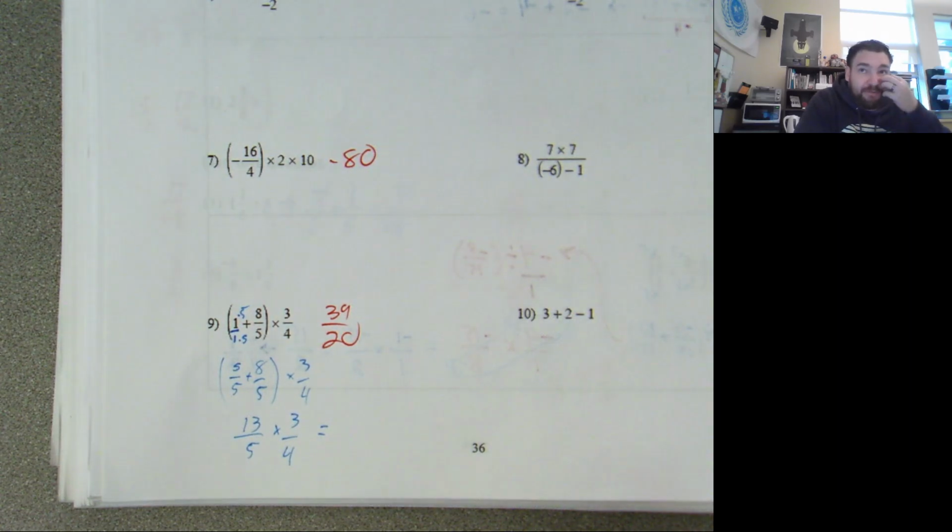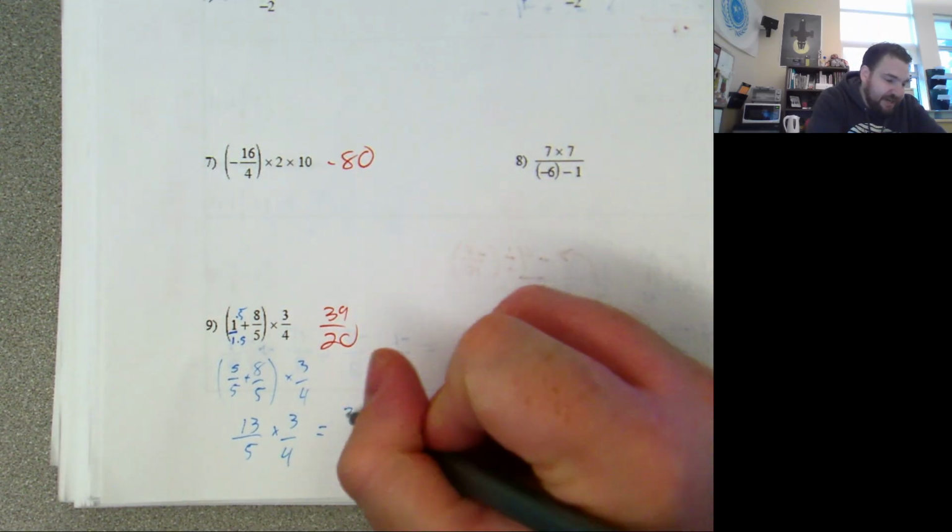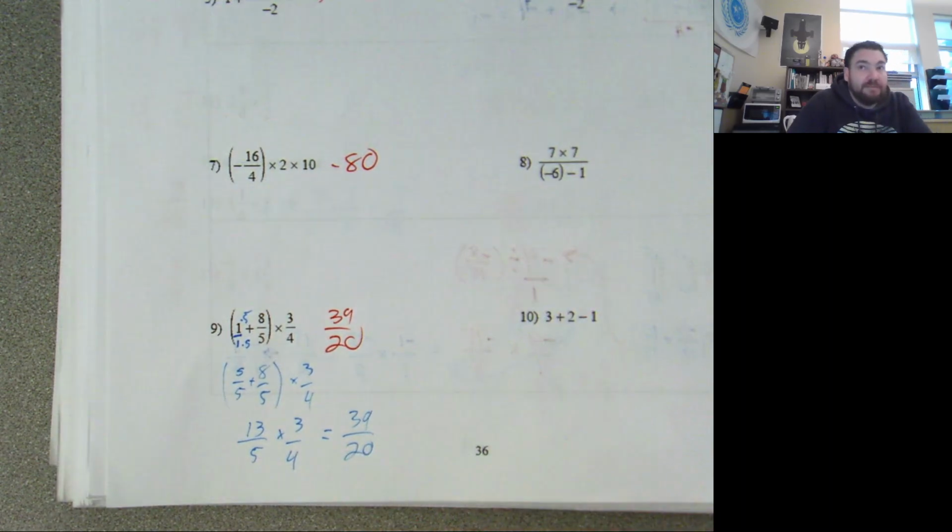And now when I multiply fractions, I just go across the top, across the bottom. 13 times 3 is 39. 5 times 4 is 20. And I'm done. So that's number 9. Make sense? Okay. Flip the page.